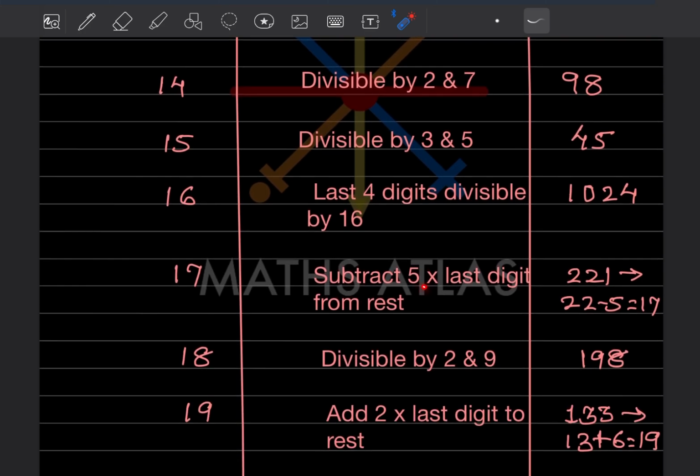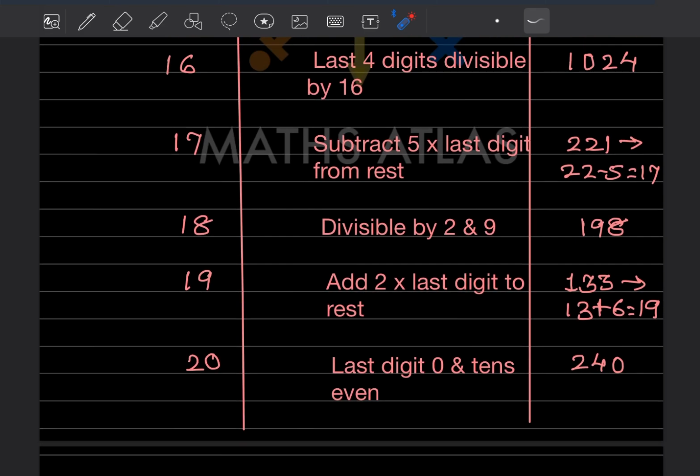In this one, subtract 5 into last digit from rest. Now this is the number. Last digit is 1. If you multiply by 5, that is going to be 5. From the rest is 22. 22 minus 5, which is going to be 17. Divisible by 2 and 9. So here, this 198 is divisible by 2 as well as by 9.